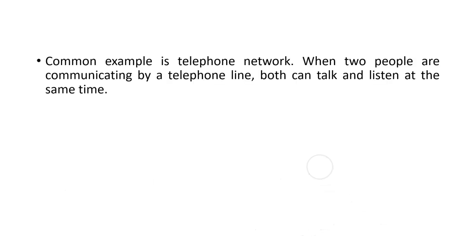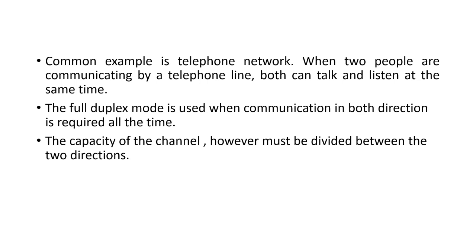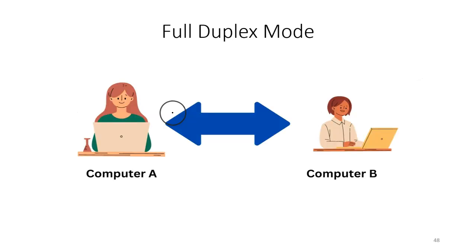A common example of full duplex communication is the telephone network. When two people are communicating by telephone line, both can talk and listen at the same time. The full duplex mode is used when communication in both directions is required all the time. And the capacity of the channel, however, must be divided between the two directions. In full duplex communication, channel capacity equals 2 into bandwidth into propagation delay.